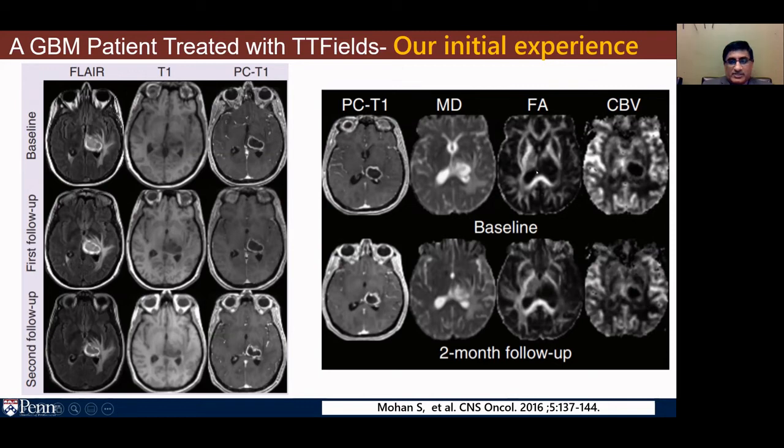And these are the advanced imaging. Again, when we scan this patient, we acquire diffusion imaging, perfusion imaging, and spectroscopy. As you can see, these are the co-registered MD, FA, and CBV maps. This is the baseline and this is the 2 month follow-up period. As you can see, there's a slight decrease in the CBV compared to the baseline.